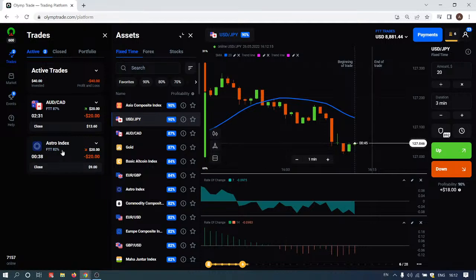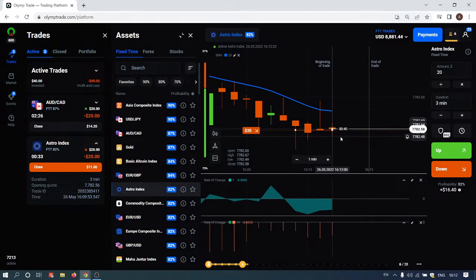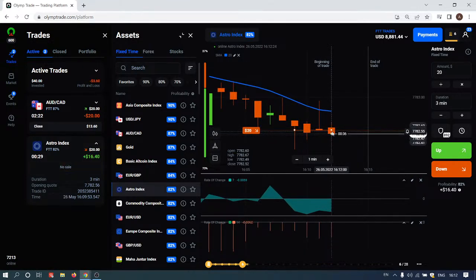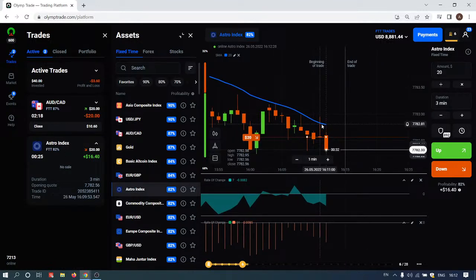What I want to do is wait for a pullback. And here, well, I don't know. I think I want to keep it. I think I don't want to cancel this trade. I think I have pretty good chances of winning here.